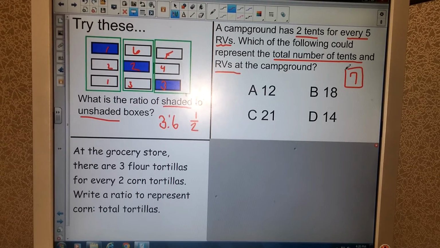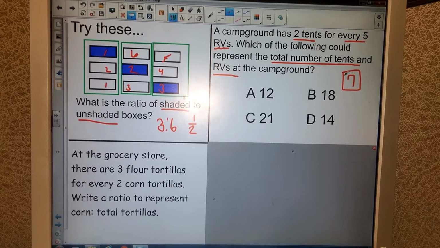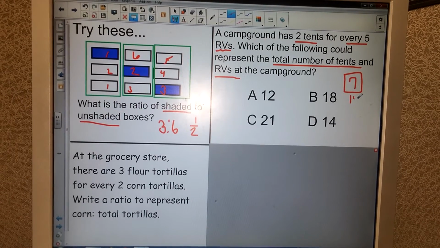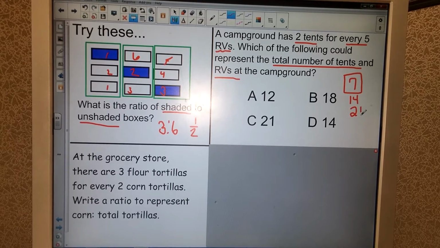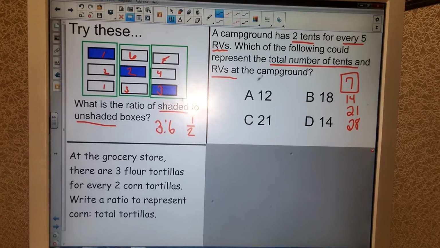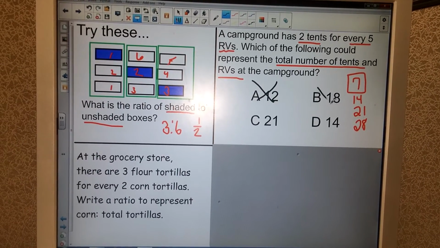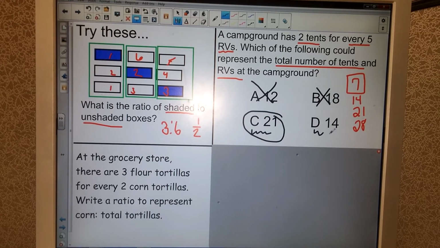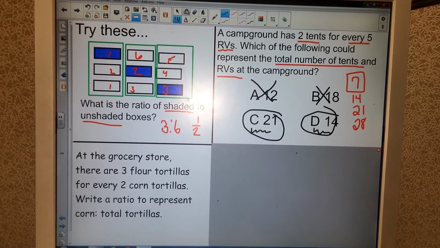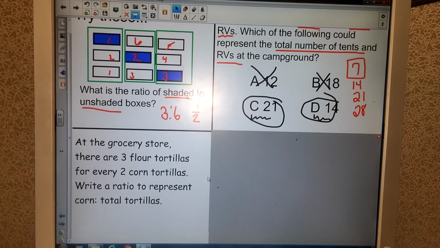So our answer has to be a multiple of 7. So if we doubled this ratio, that would be 14. If we tripled our total, we'd have 21. If we quadrupled it, we'd have 28. So when we take a look at our answer choices here, 12 is not a possible answer, neither is 18, but both 21 and 14 could represent the number of the total tents and RVs.